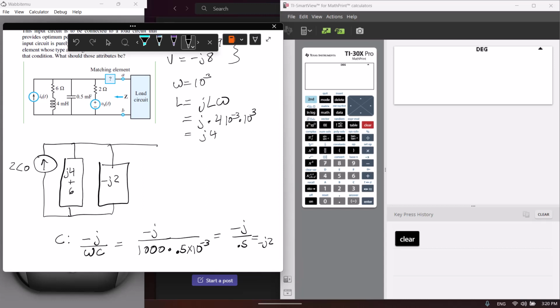And then I see that my next branch here has a voltage source and a resistor on it. It would be easier for me if I could change this to a resistor and a current source, doing a source transformation, because then all my elements would be in parallel. And so I can do that. So I'll do a source transformation.